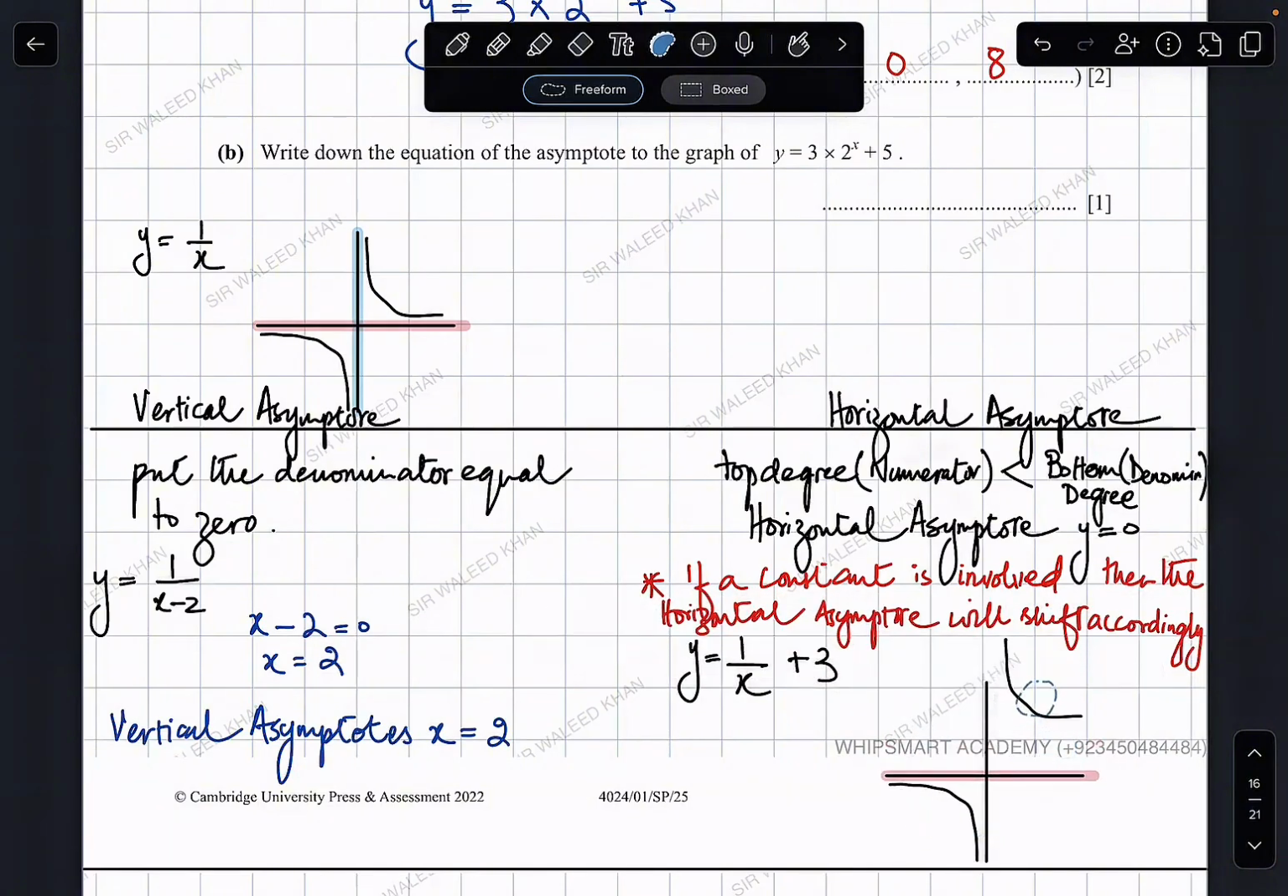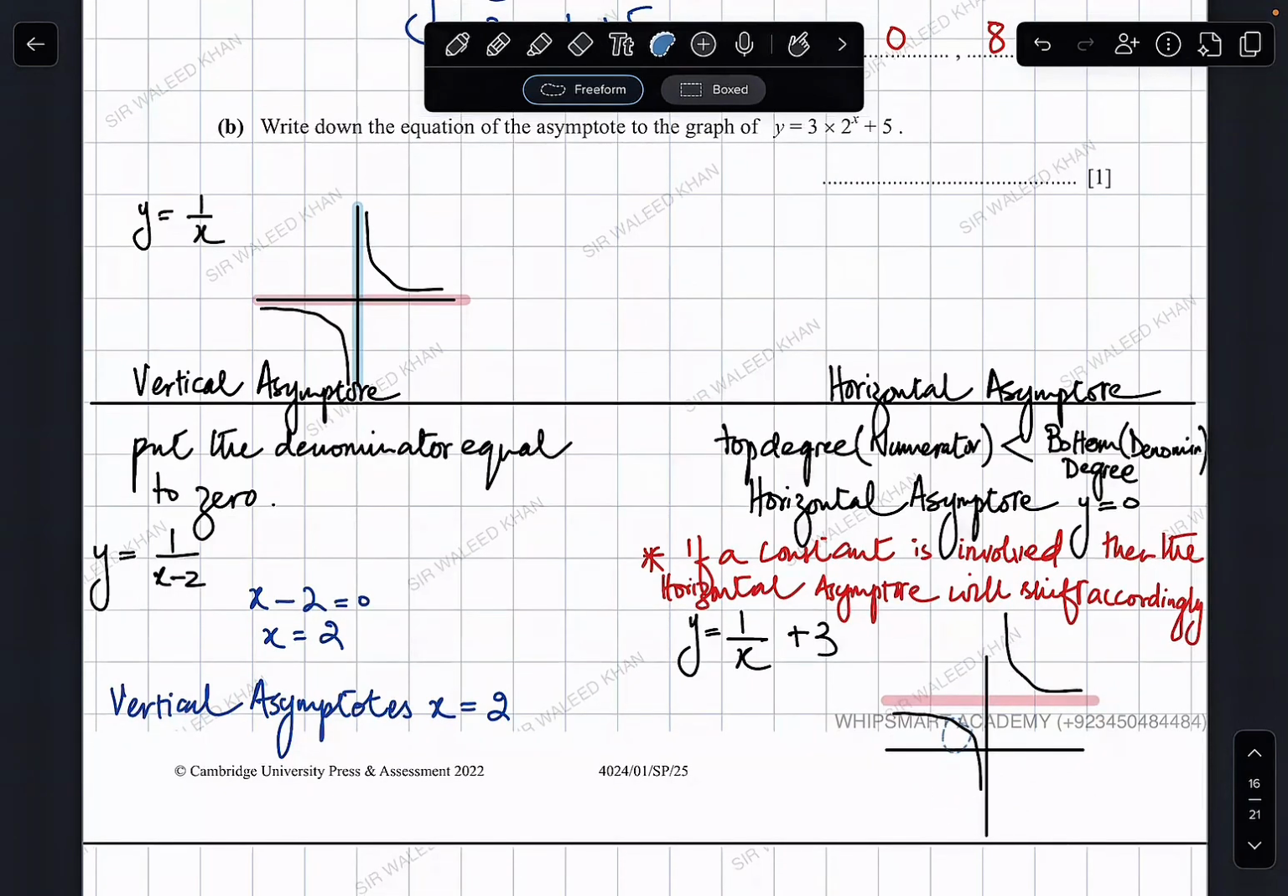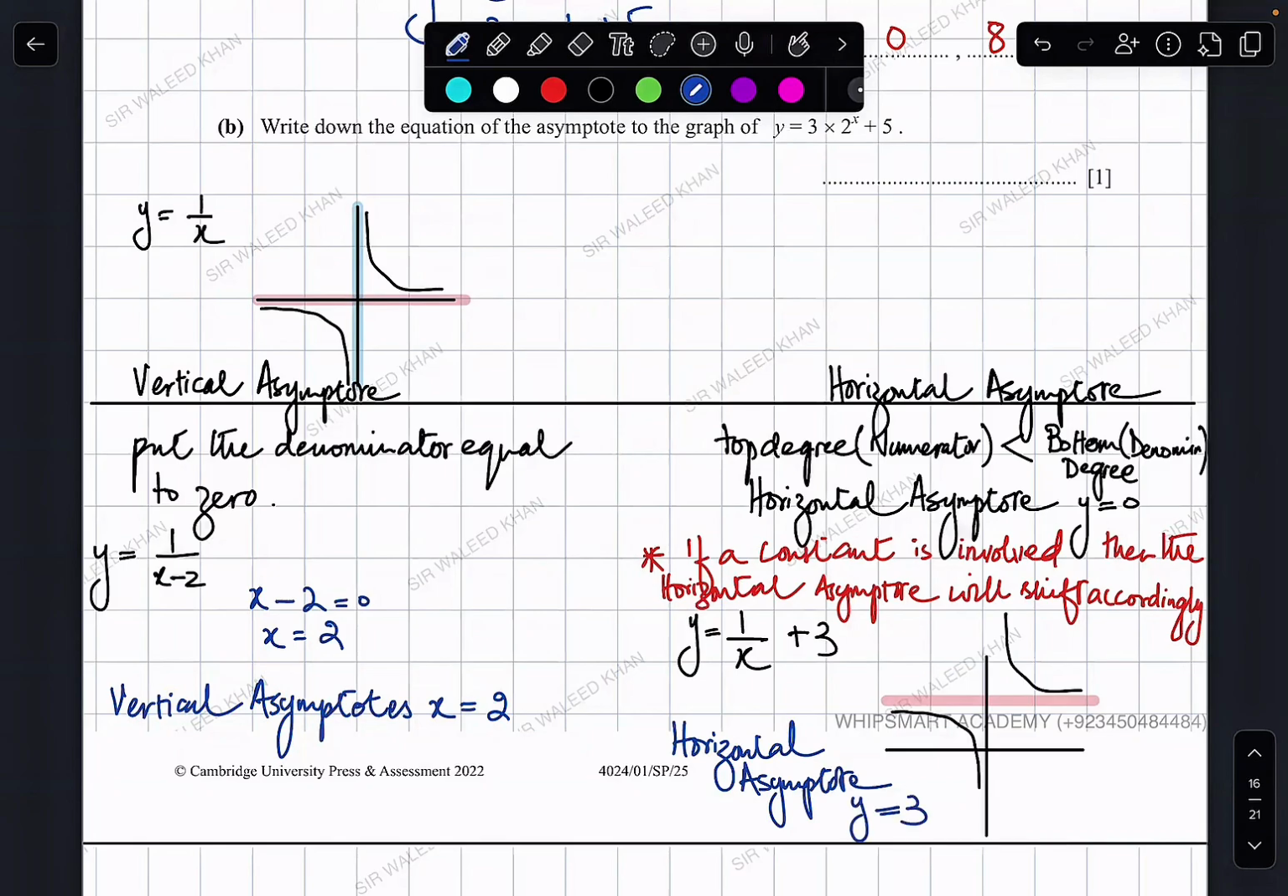The graph is going to shift 3 places upward. So is the horizontal asymptote, 3 places upward. This as well, 3 places upward. So in this case, our horizontal asymptote will be y is equal to 3. It shifted from y is equal to 0 to y is equal to 3. Now this is the case for reciprocal graphs.